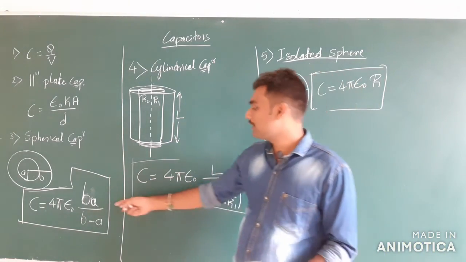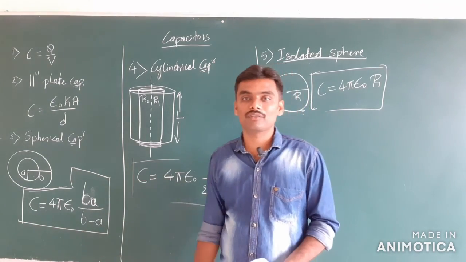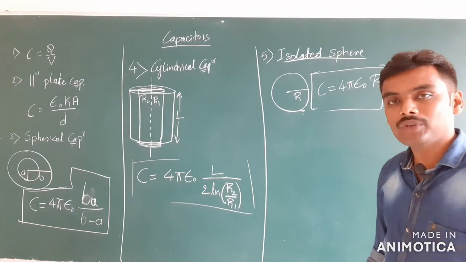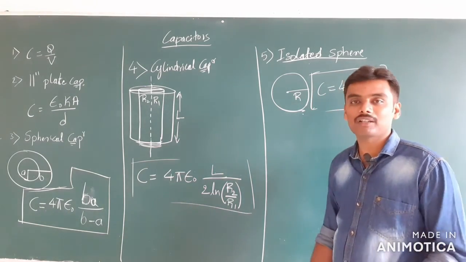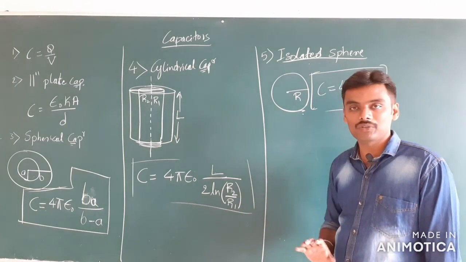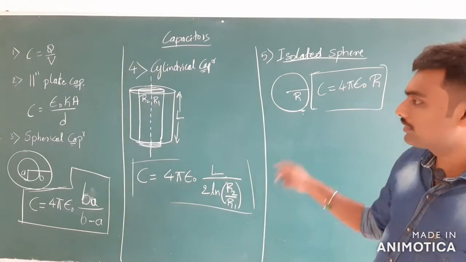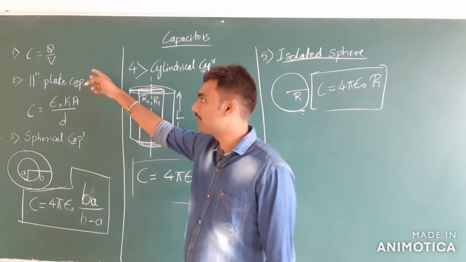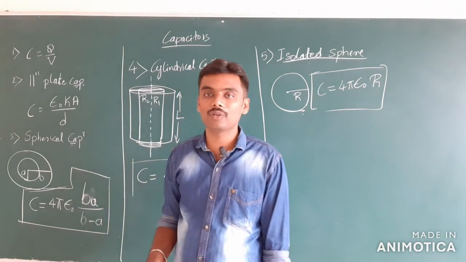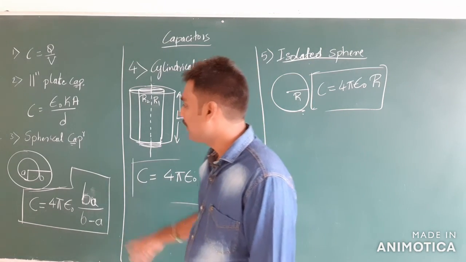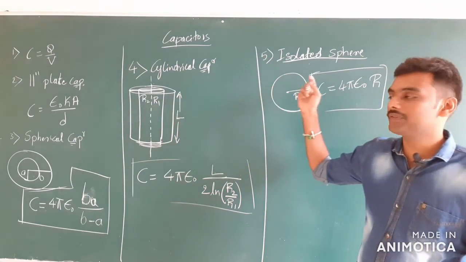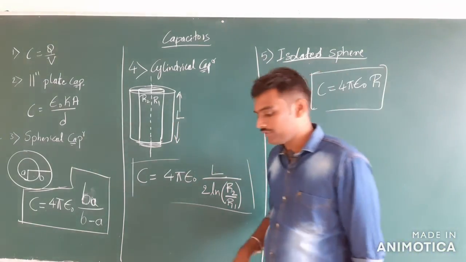There are derivations for these formulae, but they take too much math. You should make use of calculus and all. Yes, you can derive it, but again the calculus part comes, that's where the problem starts. Even if you memorize this, that's also fine. These three formulae are familiar to you, isn't it? C is equal to Q by V, C is equal to epsilon naught K A by D. But the formulae of spherical capacitor, cylindrical capacitor and isolated sphere are new for you.